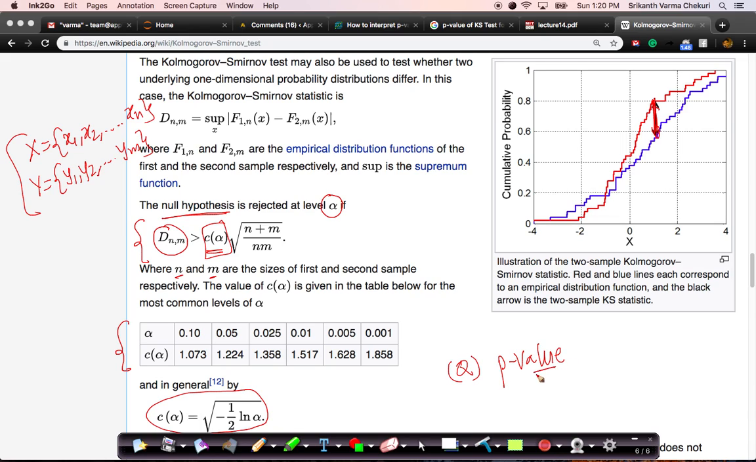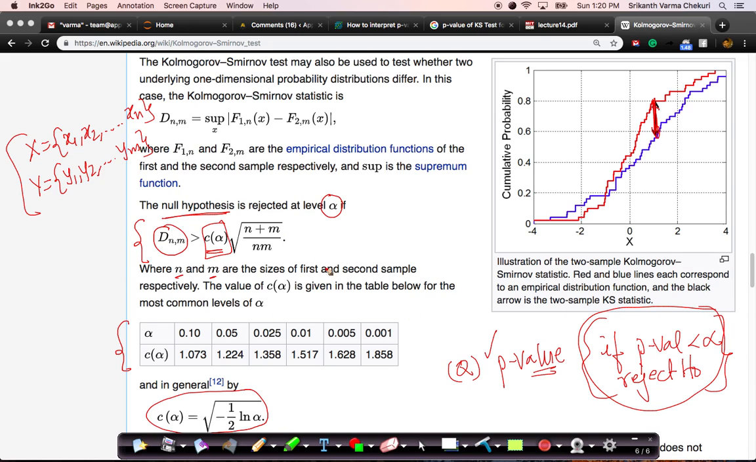In all of hypothesis testing, we learned that first we compute the p-value, and then if the p-value is less than alpha, then we reject the null hypothesis. This is what we learned. But here we are not talking of p-value or anything. So the other question is, what is the actual p-value of a KS test? So let's work out some of those things. It's not very hard. It's fairly simple.